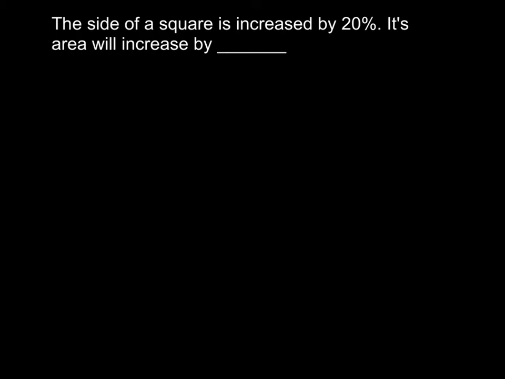Okay, the first question. The side of a square is increased by 20%. Its area will increase by... Now, in order to work out this question, we need to assume that as one side length increases, the other side lengths also increase to make sure that the square maintains its squaredness.